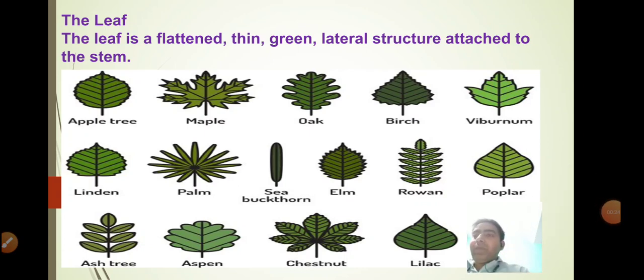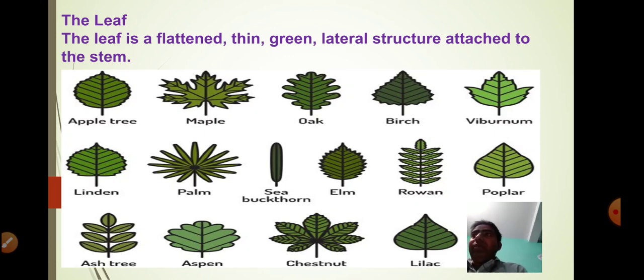In this video we will learn about the leaf. First of all, what is a leaf? A leaf is a flattened, thin, green lateral structure attached to the stem. This is also known as the kitchen of the plant. Why is it called the kitchen of the plant? It is called the kitchen of the plant because it manufactures food with the help of chlorophyll present in the leaf only. Now we will read the parts of the leaf.